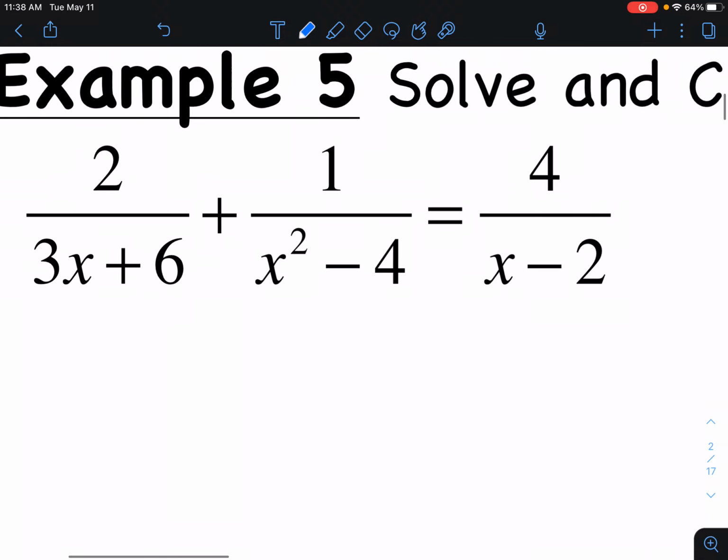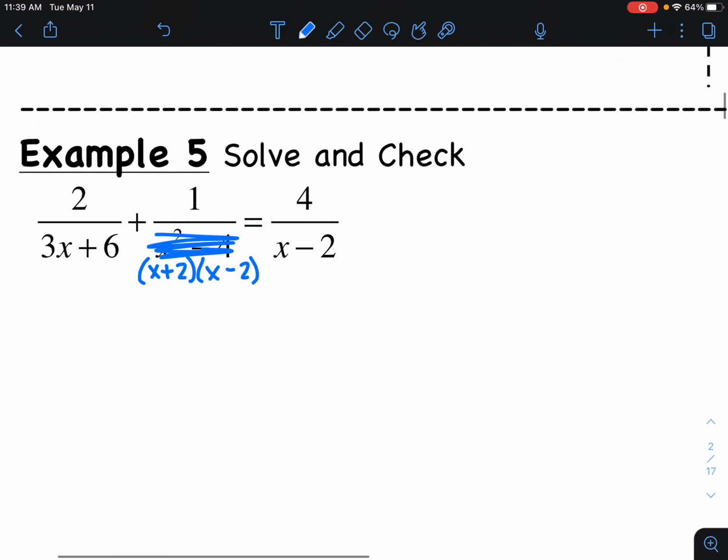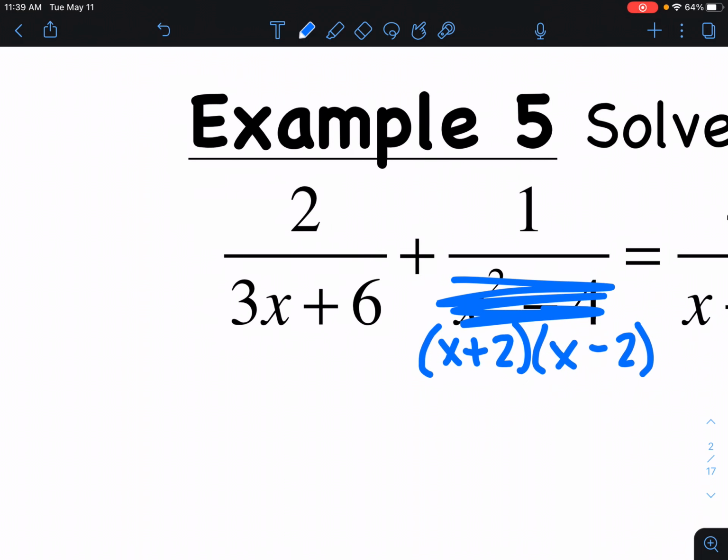This x squared minus 4, as we recall from the million times that you've factored already, is called a difference of squares, and that can be factored as x plus 2 and x minus 2. Now, once that's factored, we can worry about what the LCD is. Actually, let me go over here as well. The first one can also be factored. It has a GCF of 3, and then 3x divided by 3 is x, 6 divided by 3 is 2.